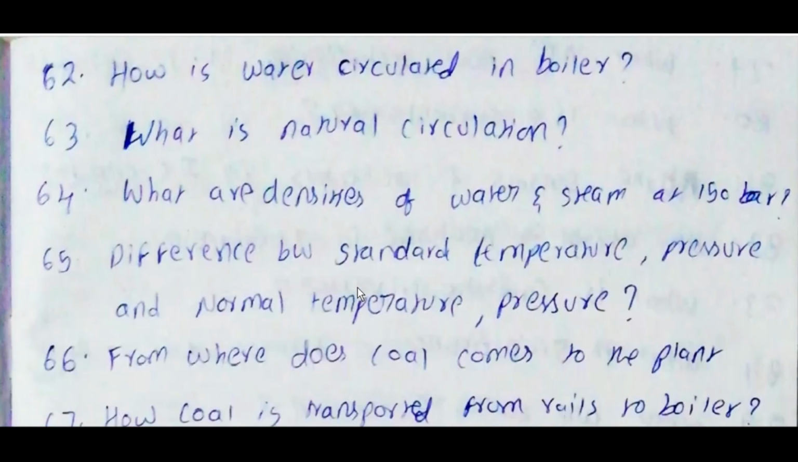What are the densities of water and steam at 150 bar? At 150 bar, that is 15 megapascal, T saturation is 342.155 degrees centigrade. Density of water is 603.53 kg per meter cube. Density of steam is 96.73 kg per meter cube. No need to remember the exact values.